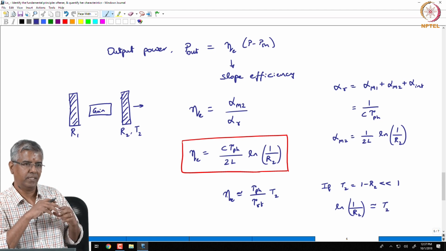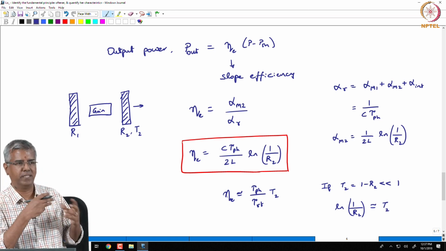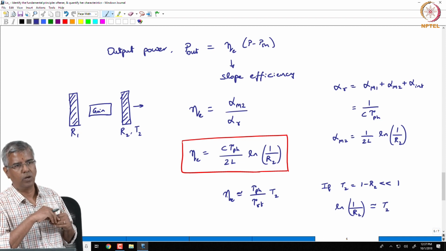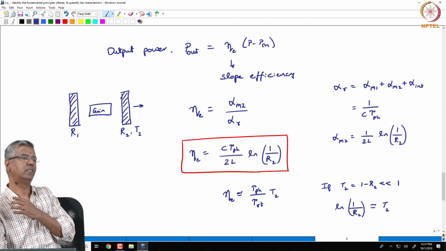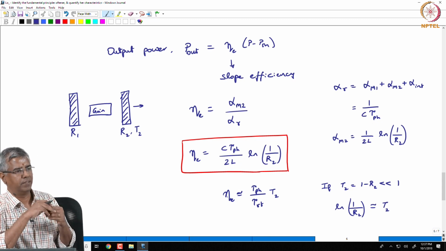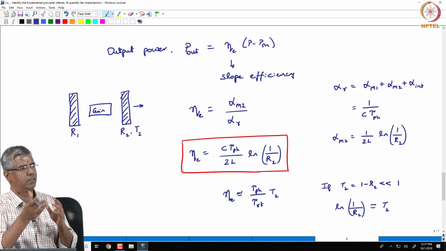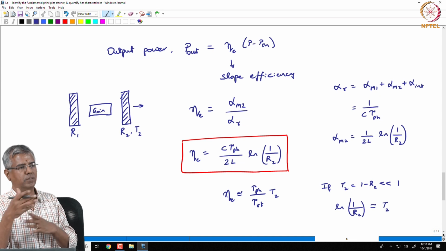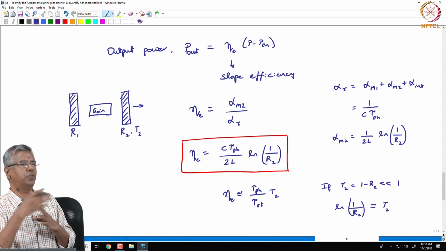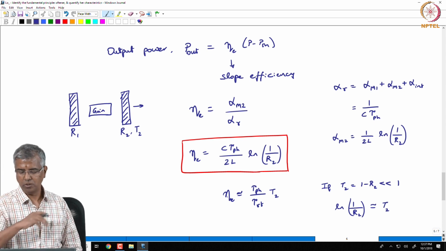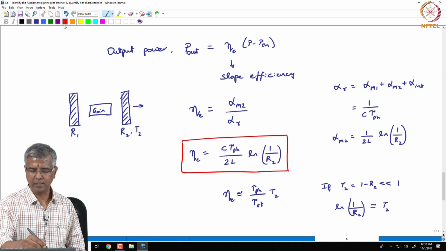But that by itself does not help. You also need to extract this power from the cavity. So, you need to have sufficiently high transmission so that you can extract power from the cavity. So, these are contradicting requirements.